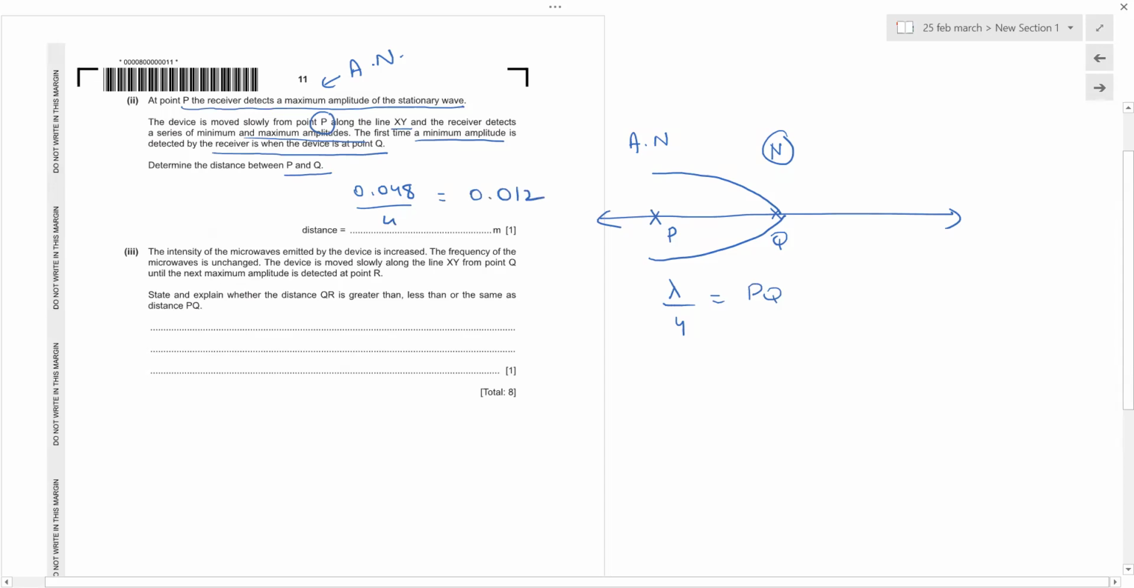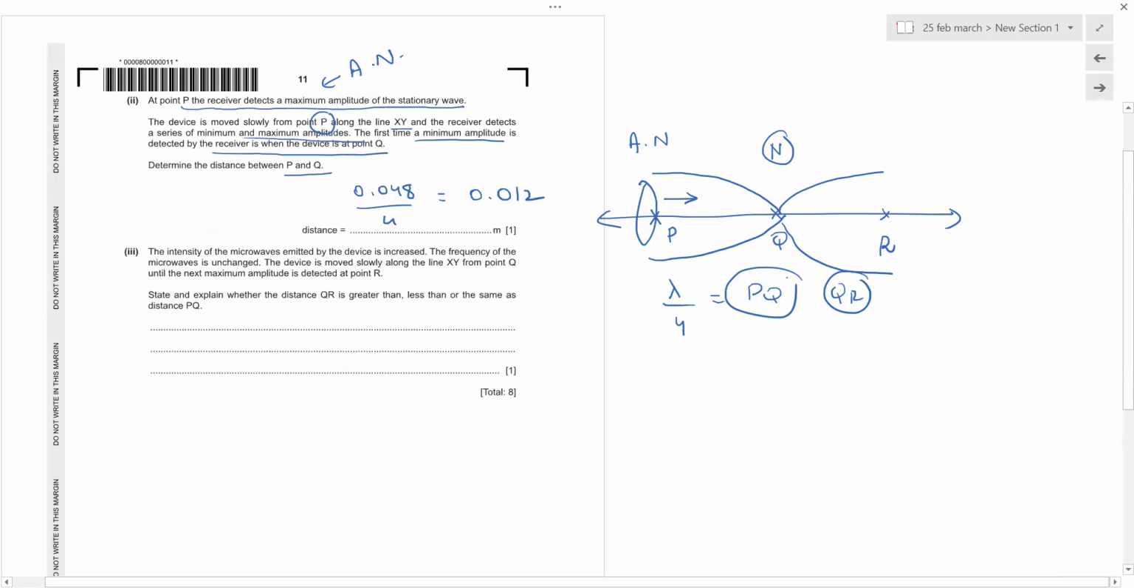Then it says the intensity of the microwaves emitted by the device is increased. So they're increasing intensity. Okay. Frequency is unchanged. The device is moved slowly along XY from point Q until the next maximum. That means this device is moving towards here. And then we have R, and we have maximum amplitude at R again. Okay. So state and explain whether the distance QR is comparable to this distance.